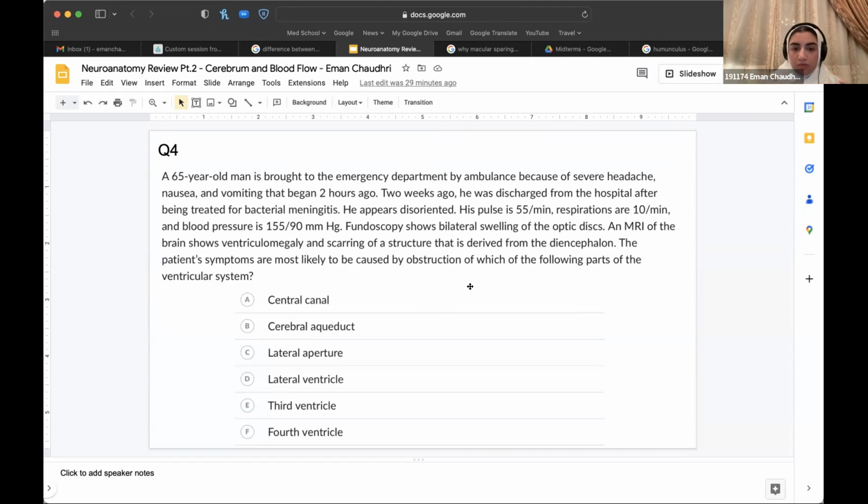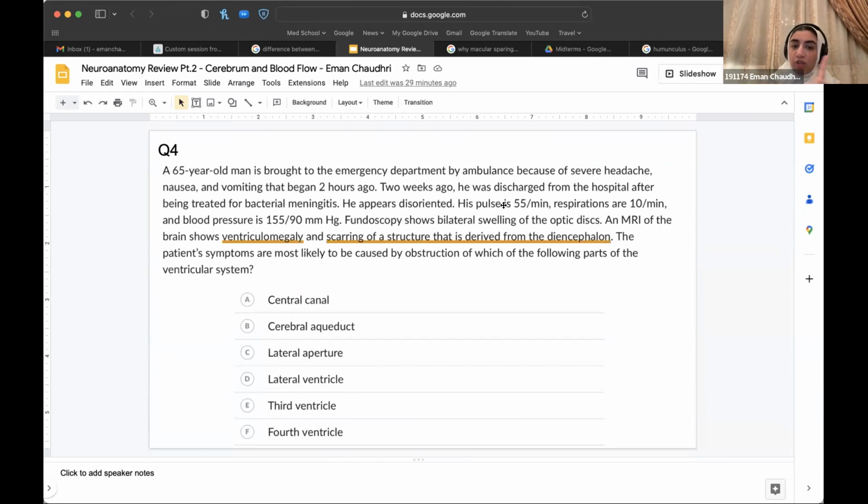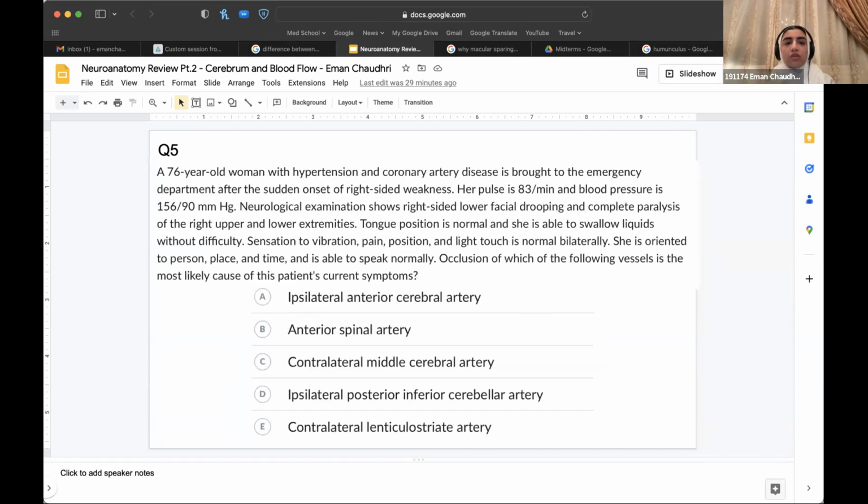Good job. So you're going to probably get a question like this where it's going to be really long. Don't let it throw you off. Just make sure that you see the important points. Okay, ventriculomegaly, derived from diencephalon. Which part of the ventricular system is obstructed? Then you know immediately. Okay, diencephalon, third ventricle. Obviously, thalamus is not a part of the literal ventricular system itself. So you know that, okay, it's the third ventricle because it's come from the diencephalon. So good job. Okay, next one.